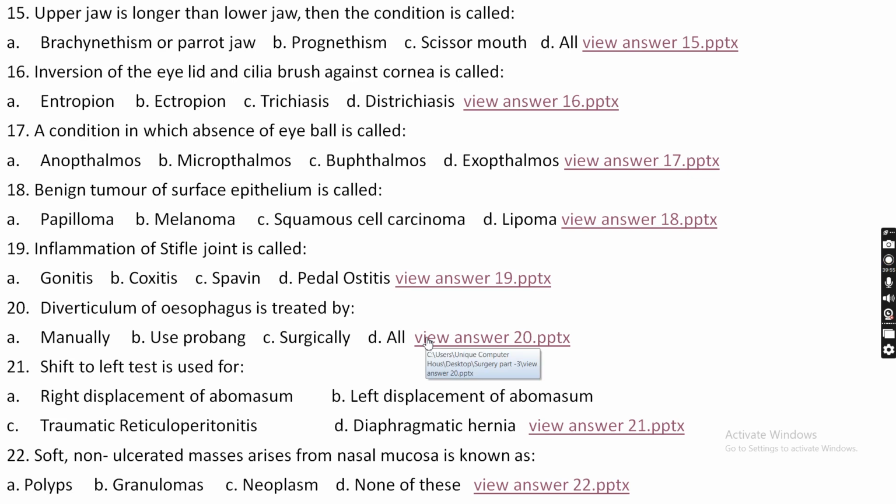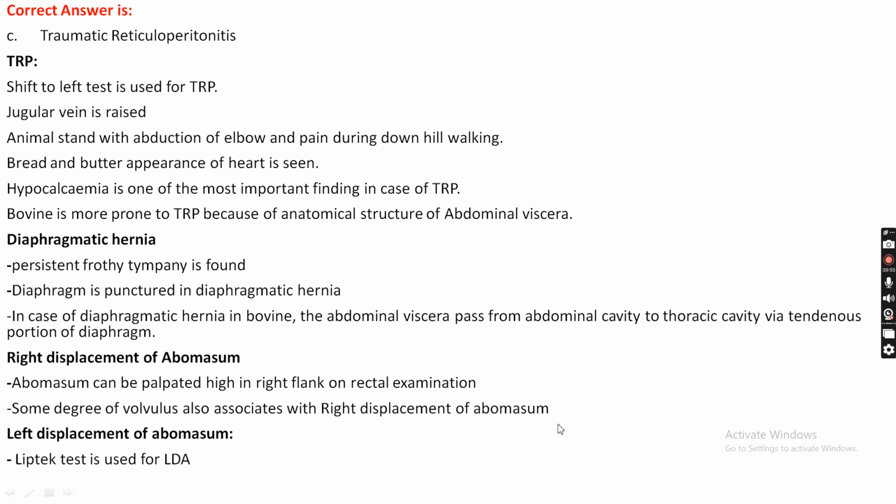Question number 21. Shift to left test is used for: option A, right displacement of abomasum; option B, left displacement of abomasum; option C, traumatic reticuloperitonitis; option D, diaphragmatic hernia. The right answer is option C, that is traumatic reticuloperitonitis. Okay. Shift to left test is used to test TRP.